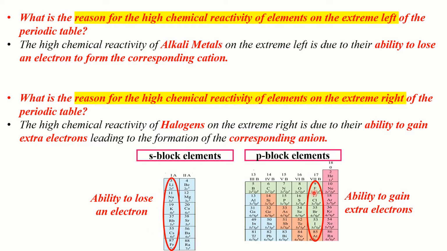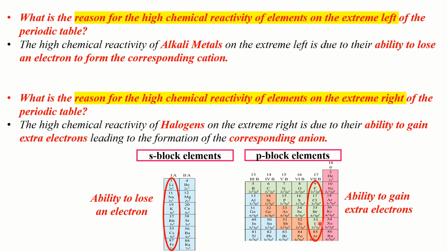And if you take halogens, we know halogens are just one electron short of the noble gas configuration of 8 electrons in their valence shell. So they are greatly desirous of gaining an electron in order to achieve 8 electrons in their valence shell, and that is why they exhibit greater ability to gain an extra electron. And this is the reason for high chemical reactivity of halogens, which are positioned on the extreme right of the periodic table.